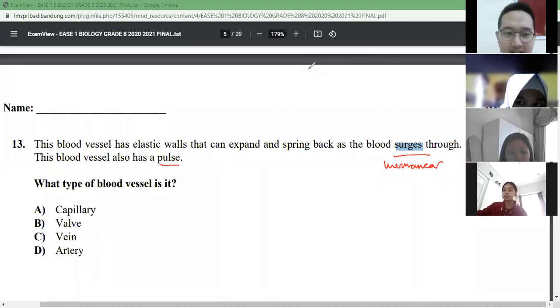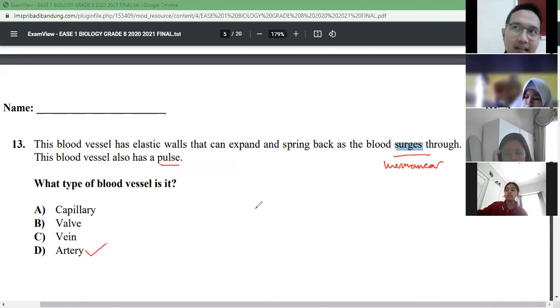Artery, indeed. Thank you, honey. Oh, okay, great. Good answer. It's artery. Yes, the answer is D. Okay, remember in arteries, the blood gets a direct pump from the heart.